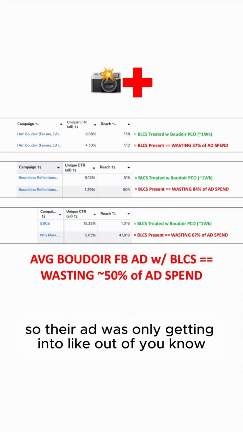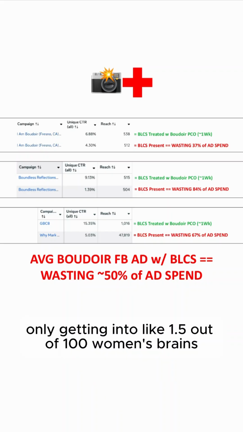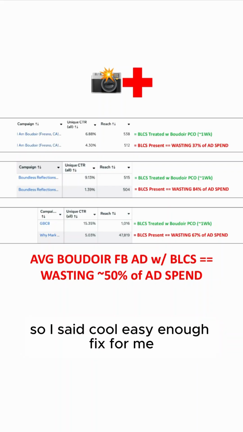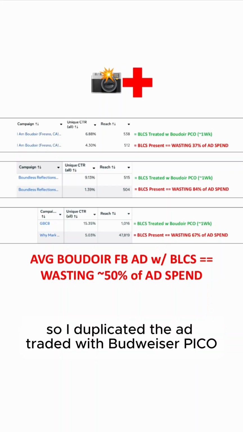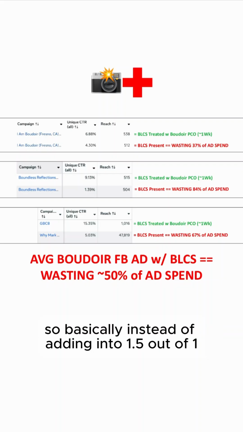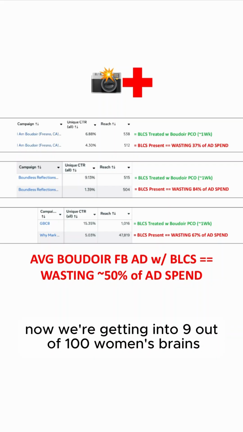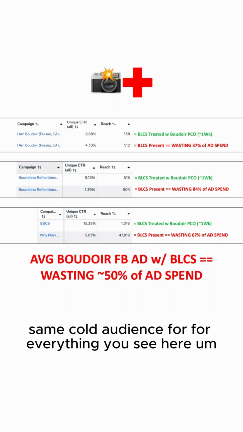So their ad was only getting into 1.5 out of 100 women's brains. So I said, cool, easy enough fix for me. I duplicated the ad, treated it with Boudoir PCO, took about a week, and got the unique CTR up to 9.13%. So instead of their ad getting into 1.5 out of 100 women's brains, now we're getting into 9 out of 100 women's brains. It's the same city, same cold audience for everything you see here.